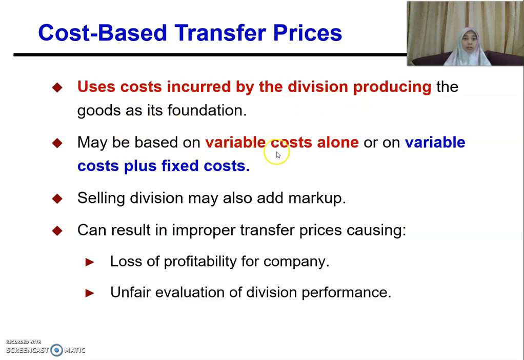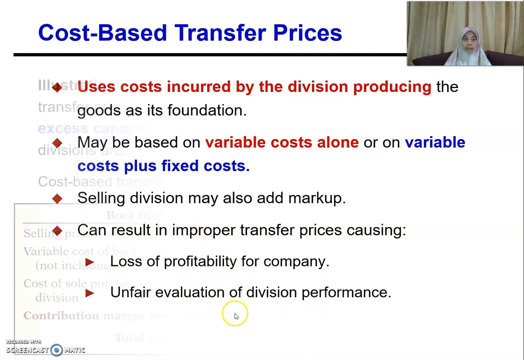And then maybe based on variable cost alone. So on what cost are you going to base it? You can base it on the variable cost alone, or you can use the variable cost plus the fixed cost. And then the selling division may also add a markup, which can result in improper transfer prices, causing loss of profitability for the company, and also unfair evaluation of division performance. This one we will look into when we do the calculation.